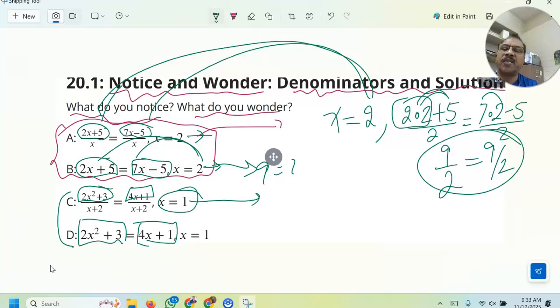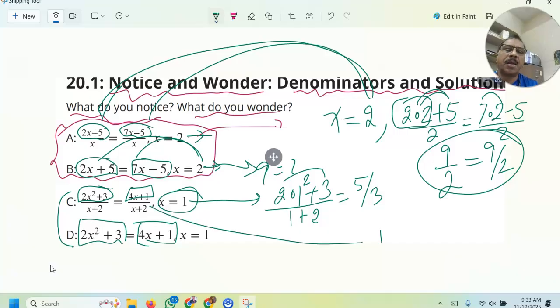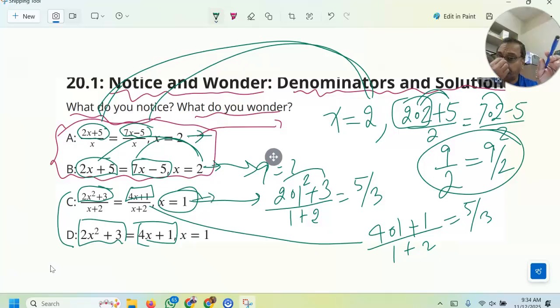You can plug it in and check: 2 times 1 squared plus 3, divided by 1 plus 2. That will give you 5 over 3. And if you plug it in here, it becomes 4 times 1 plus 1 divided by 1 plus 2. Again, you get 5 over 3. So x equals 1 is the solution for the equation.